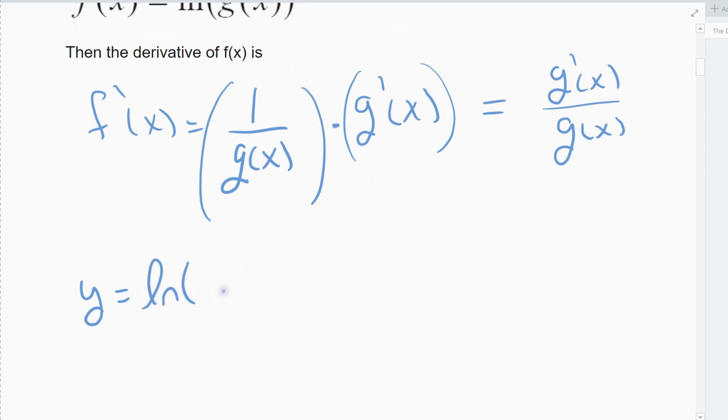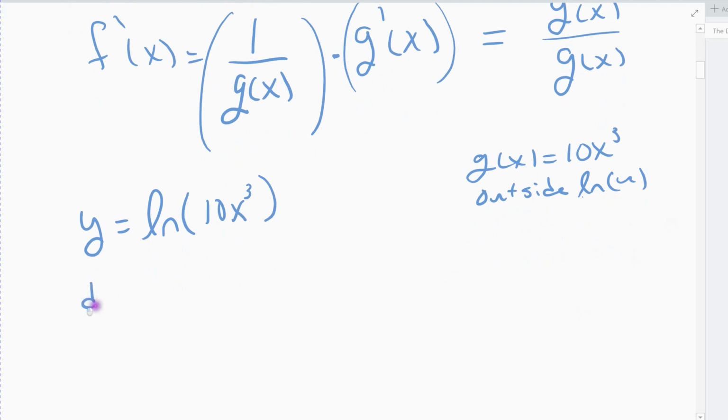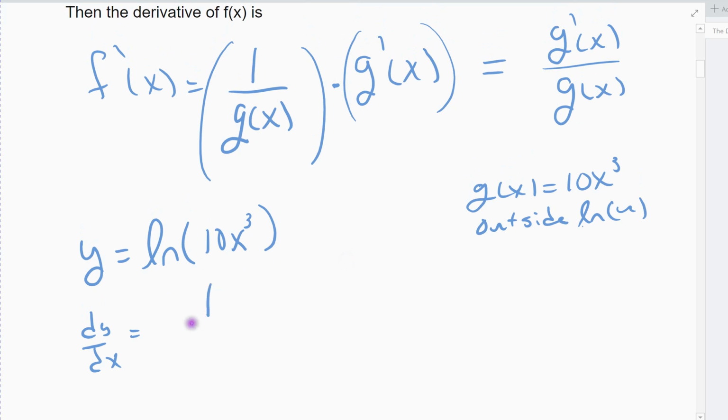Suppose I have the natural log of 10 times x cubed. So again, the g of x part would be the 10x cubed. That's the inside. The outside is the ln part. So when we take the derivative of this, the derivative of the natural log is 1 over what's inside. So 1 over 10x cubed. What's inside was 10x cubed. And then you can't forget, times the derivative of what's inside. Well, the derivative of what's inside is going to give me a 30x squared.